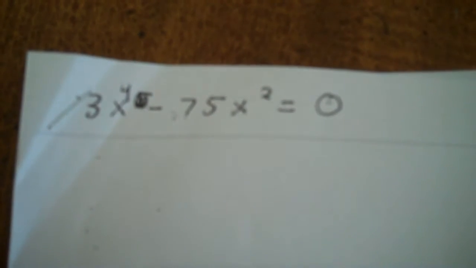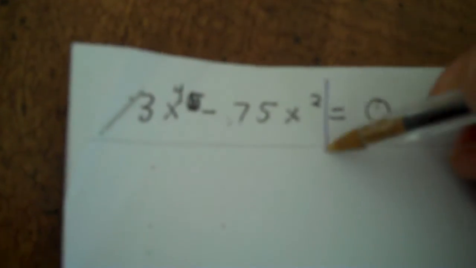Okay, good day. Today we'll be solving polynomial equations. Basically you have to factor it, and you apply the zero product property. Now we have 3x to the fourth power minus 75x to the second power equals 0. So since x is to the fourth power, you're looking for 4 answers right here, whatever degree it's to.